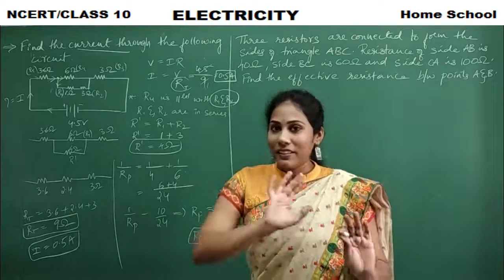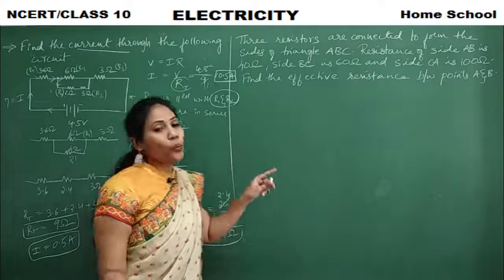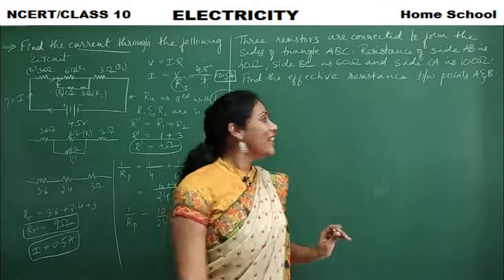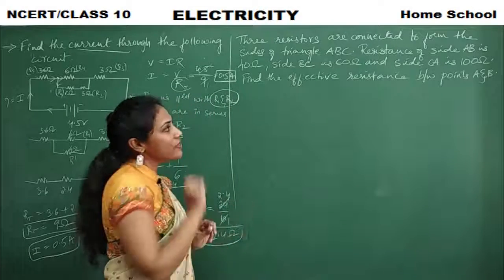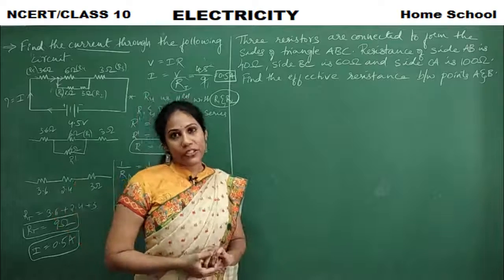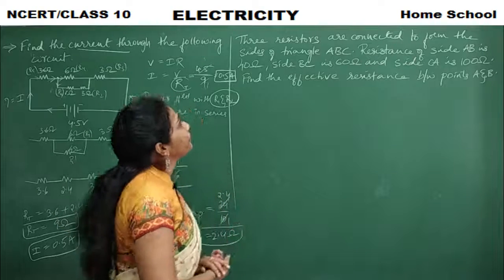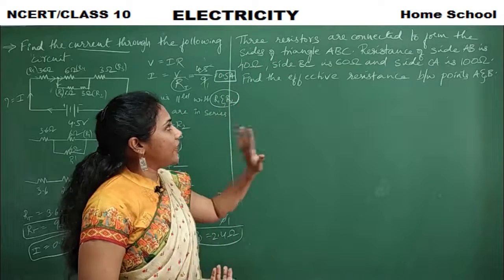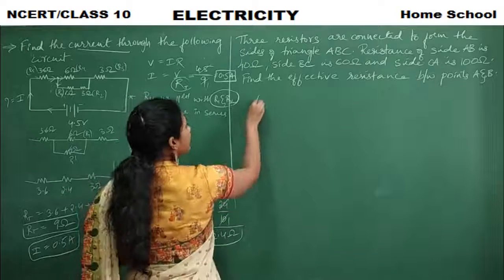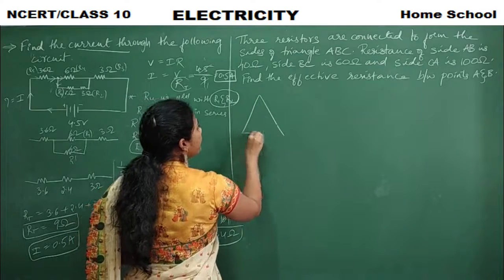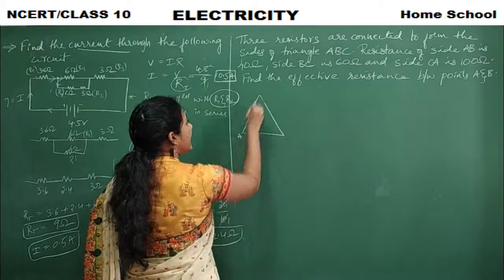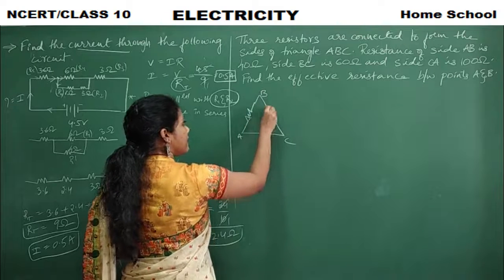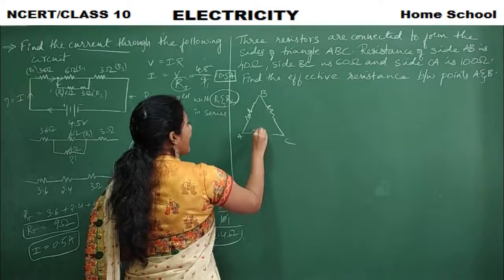Fine. And let us come to one more very important model on series and parallel combination. See this question. Actually, this was a question asked in one of your CBSE board examinations. So, carefully observe this. Three resistors are connected to form the sides of a triangle ABC. Three resistors: this is one resistor, this is another resistor, this is our third resistor.